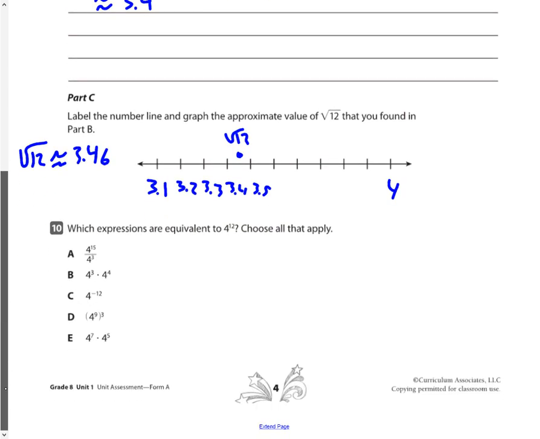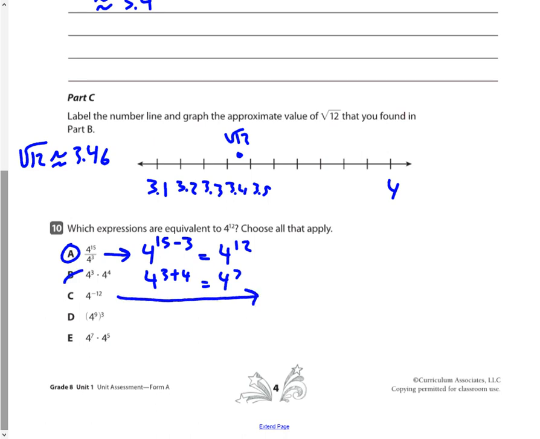All right, last question. Which expressions are equivalent to 4 to the 12th power? So you need to simplify each one. If I were to simplify A, it is a fraction, same base, so I can subtract the exponents, and I get 4 to the 12th power. B, if I have same base and they're multiplied together, I add, so 4 to the 3rd times 4 to the 4th gets 4 to the 7th power. That one is not. 4 to the negative 12th, if I rewrite that, I want to change levels. It becomes positive 1 over 4 to the positive 12, so that is not the same.